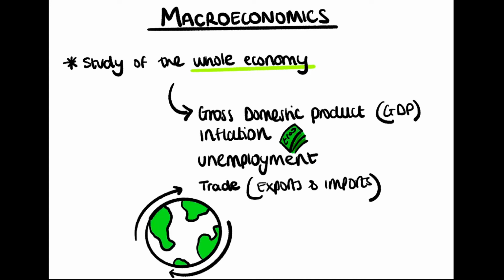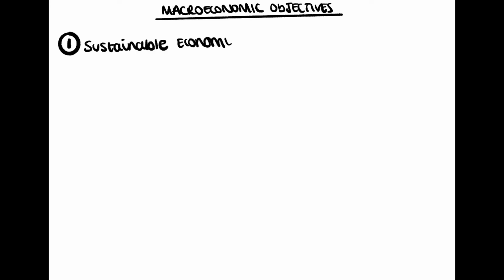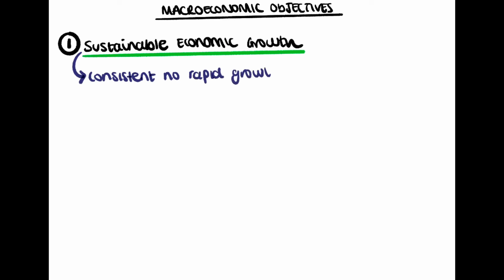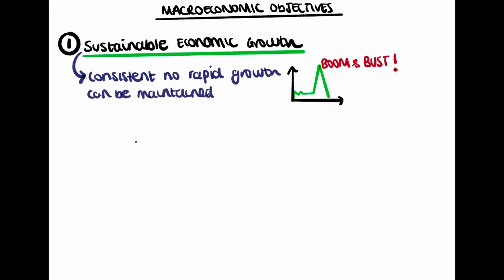There are four main macroeconomic objectives that a country has in order to ensure the optimal level of economic growth and standard of living. Firstly, we want sustainable economic growth. Growth needs to be consistent, and we do not want rapid increases which cause a boom and bust in the economic cycle. We want growth that can be maintained in the long run. And we know it's measured by GDP, so an increase in GDP would mean an increase in economic growth.